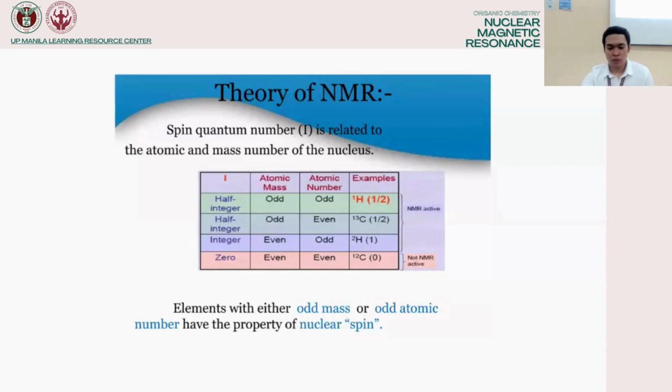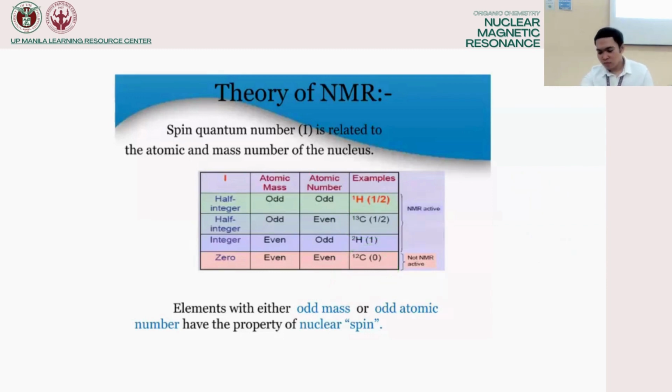Okay? Pag even-even, hindi sila pwede. That's why we have here carbon 12 versus carbon 13. So, anong difference ng carbon 12 sa carbon 13? It has to do with their mass number. Si carbon 13, mass number niya 13, pero si carbon 12, 12. Okay?